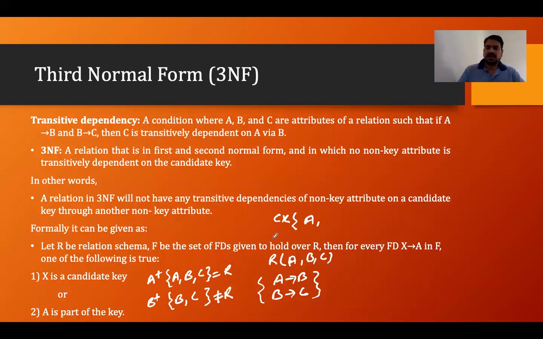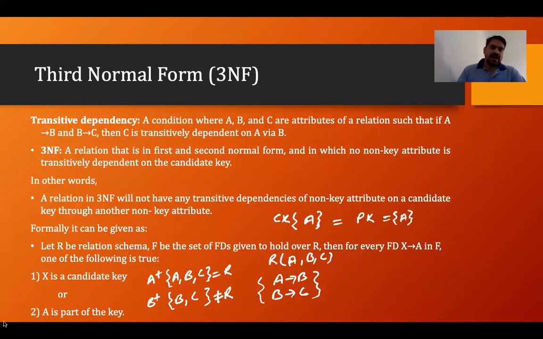So which is a candidate key? A is a candidate key. If we have only one candidate key, it means it is the primary key. So what is the primary key here? The primary key here is A, right? A is the primary key.